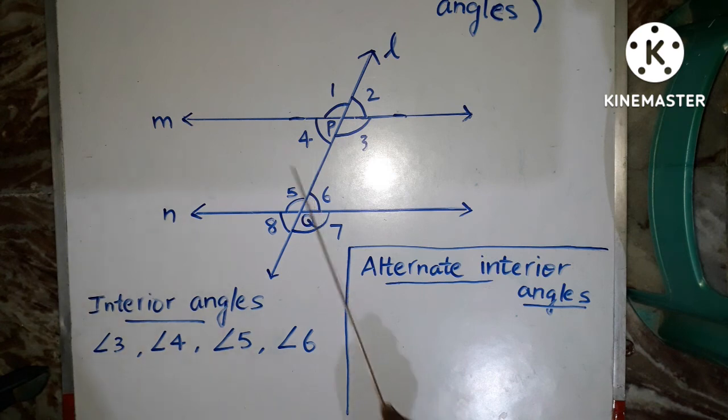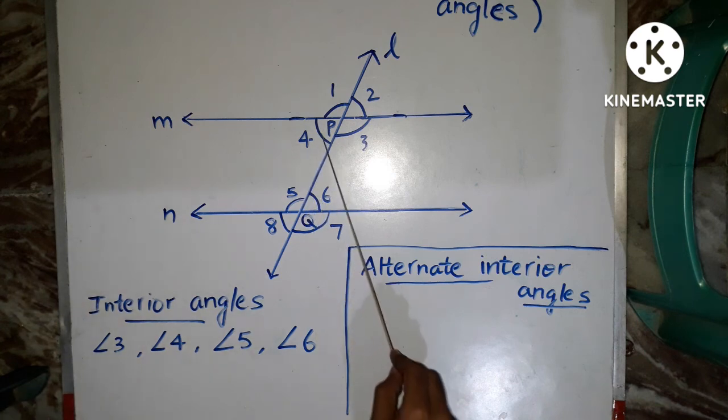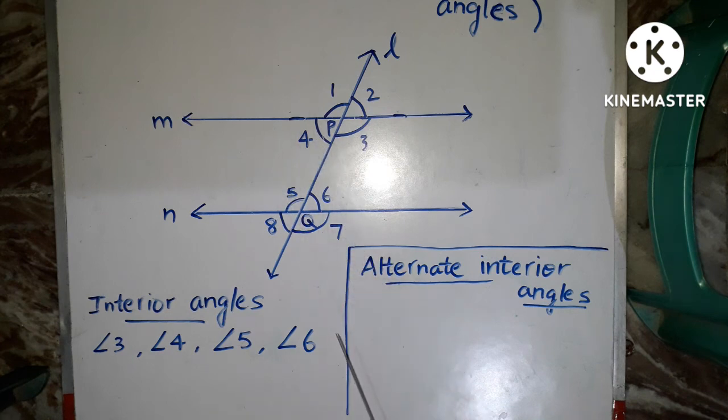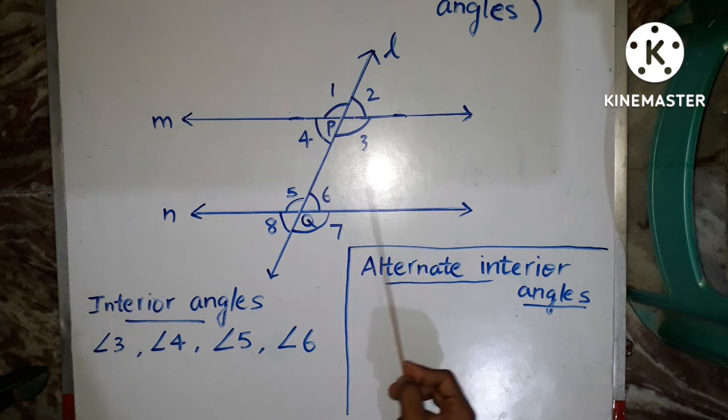Now let us take angle 4, which is the top interior angle on the left side of this transversal. Then we must take angle 6, which is the bottom interior angle on the right side of this transversal. Hence angle 4 and angle 6 are one pair of alternate interior angles.